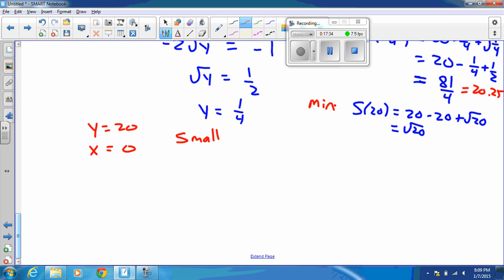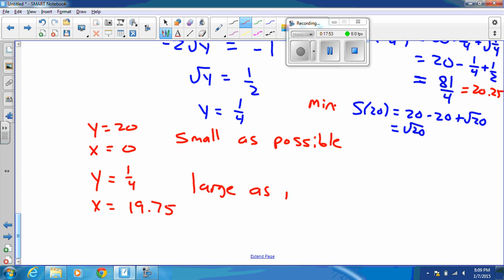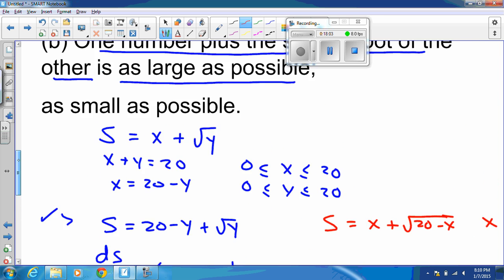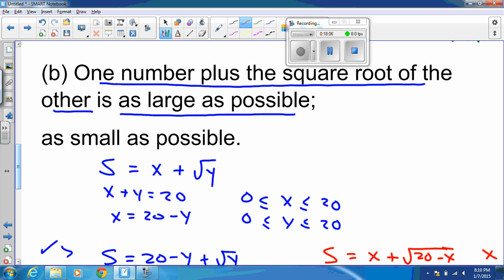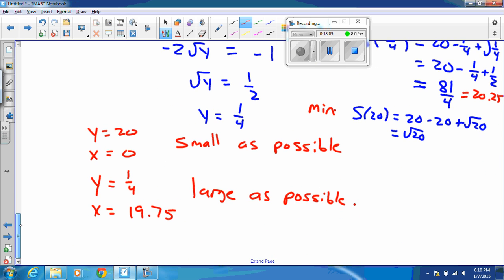This gives us the smallest possible scenario. And when y is equal to 1/4, and x is equal to 20 minus 1/4, or 19.75, that gives us as large as possible. So this gives you an overview of the process of optimization.